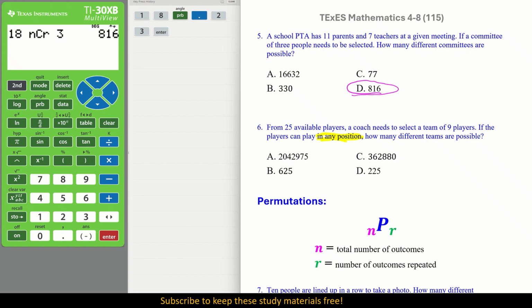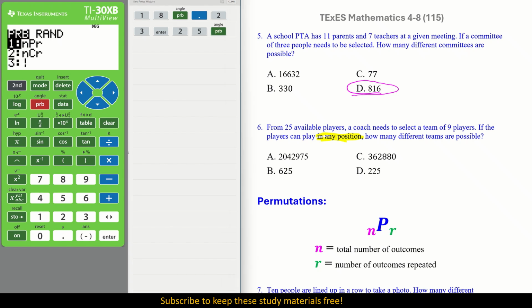So we'll do the same thing. Say 25, prob, and 2, and then we need 9 out of that, and press enter. And there we go. Ooh, that's quite a few. That's pretty significant. All right, the 204.